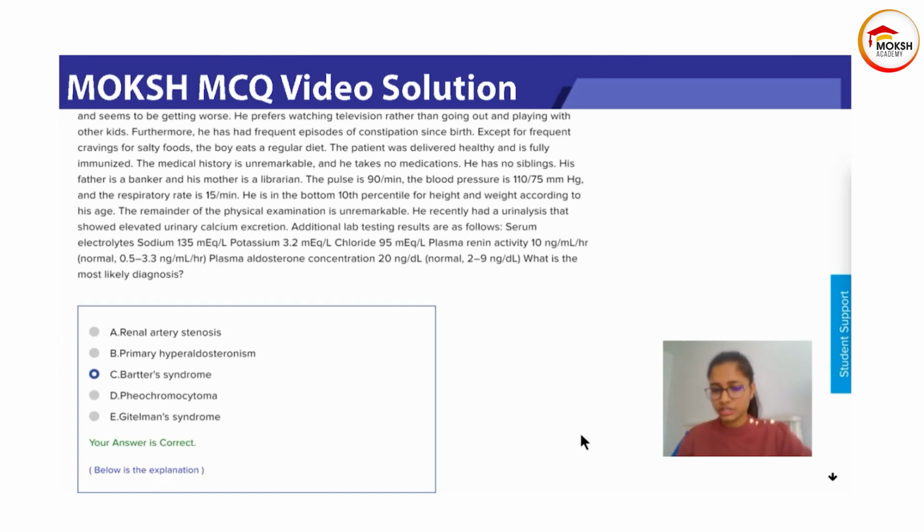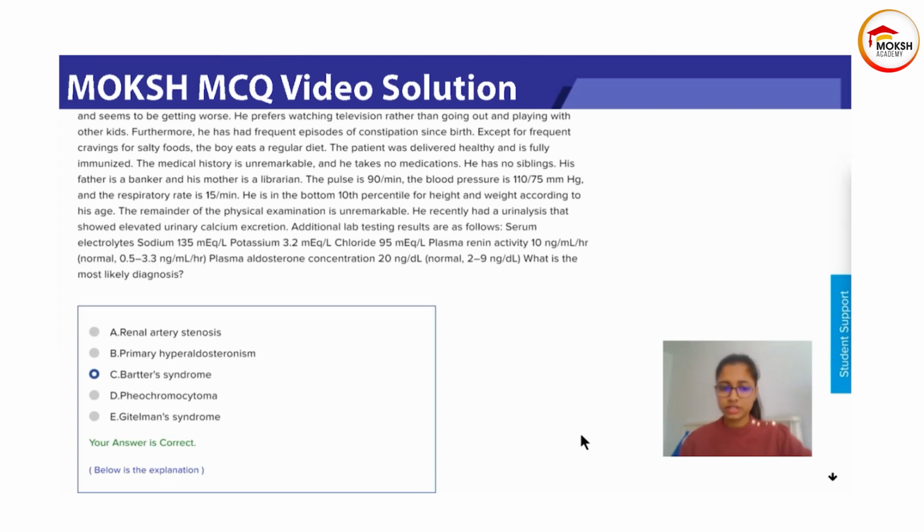Other options: renal artery stenosis. Renal artery stenosis is going to present with high renin, high aldosterone, I agree, but it will have hypertension. Patients will have high blood pressure, which this patient does not have. So you can rule that one out. Again, with primary hyperaldosteronism, they will have hypertension. So that's again ruling that out.